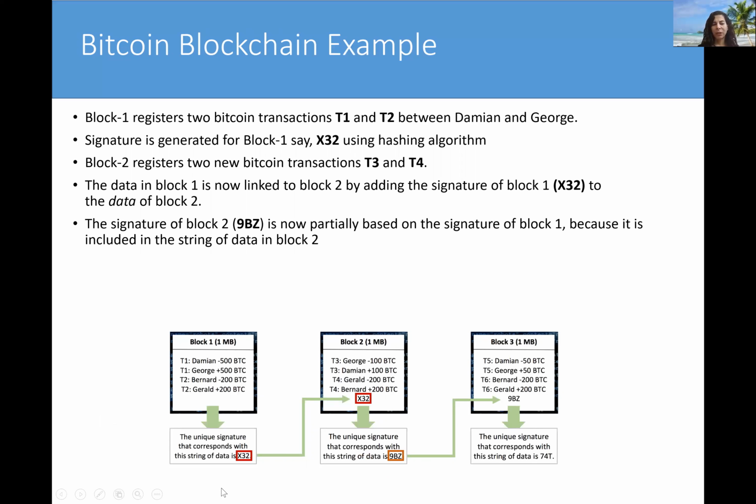So you see here that this x32 is copied here, and now it's used within this block, and the hash is a function of the x32 and the content of this block. So again, this 9BZ is chained into the third block of transactions, and this chain of blocks continues over time.